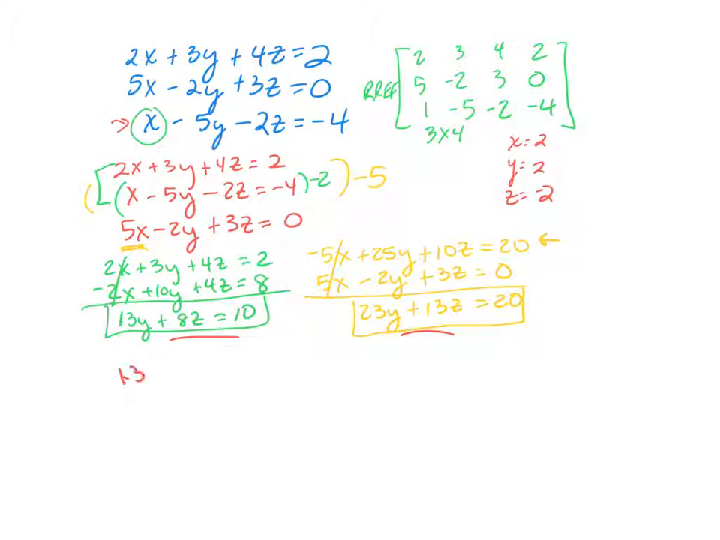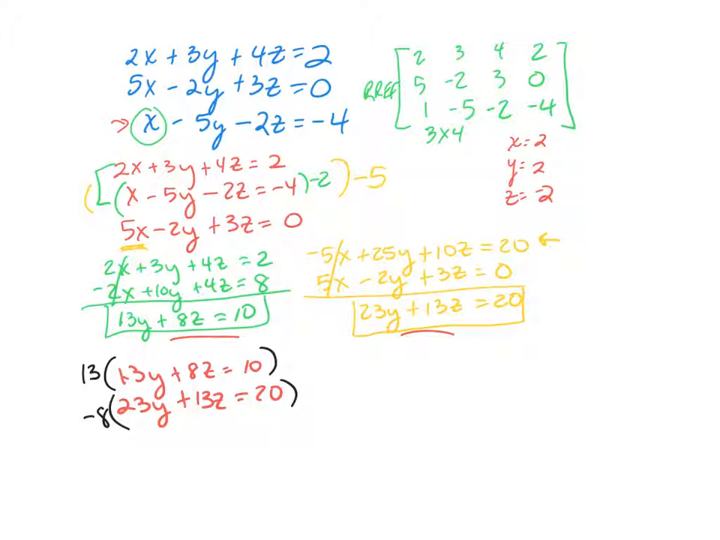We got 13y plus 8z equals 10, and 23y plus 13z equals 20. And I'm going to say to myself, okay, what do I want to eliminate? I always eliminate the smallest. This is ugly, so I'm going to eliminate the smallest numbers because it will keep it from being too big, but it doesn't really matter. So if I multiply this guy by 13 and this guy by -8, the z's will be opposites of each other.